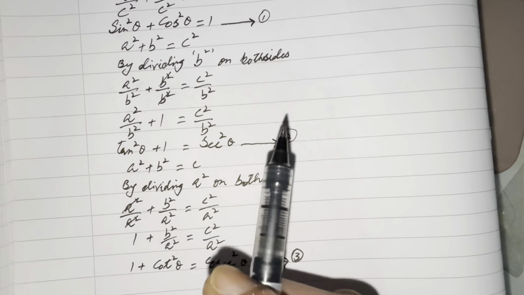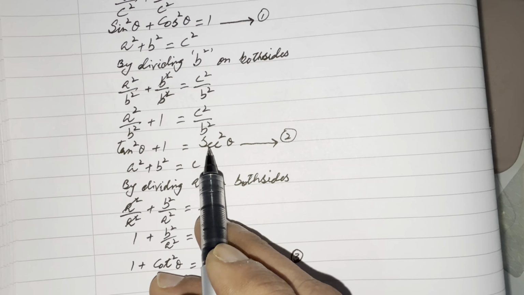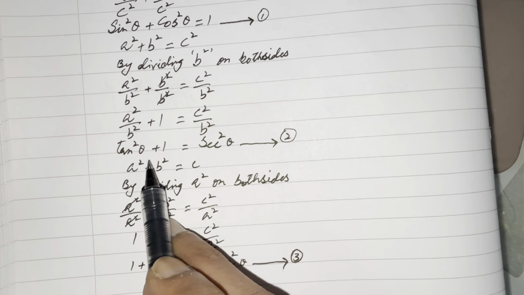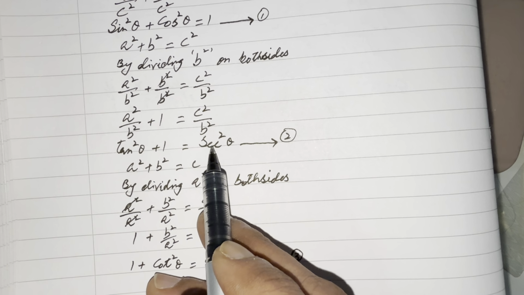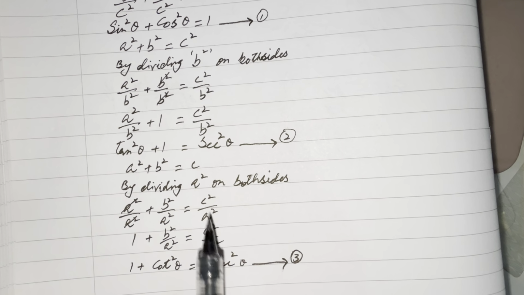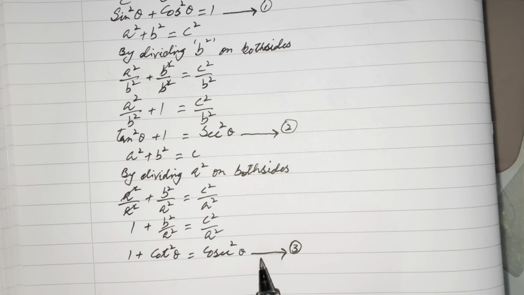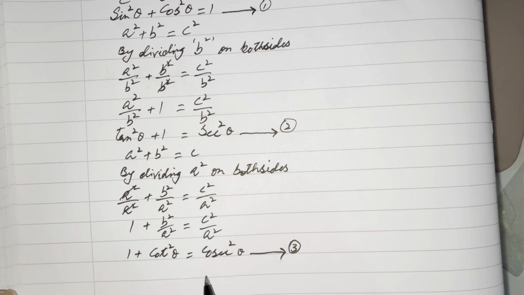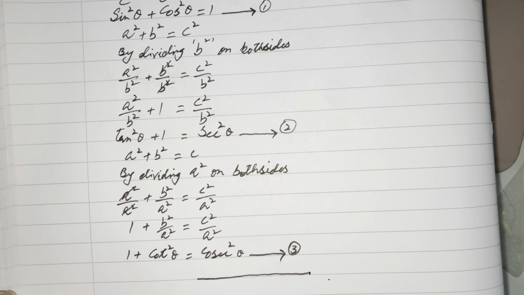The second identity shows that tangent square theta plus 1 is equal to secant square theta. So remember always that tangent square theta plus 1 is equal to secant square theta. That's the second fundamental identity. And the third one is 1 plus cotangent square theta is equal to cosecant square theta. So that's the third fundamental identity. So that's the way we can find the trigonometric identities.